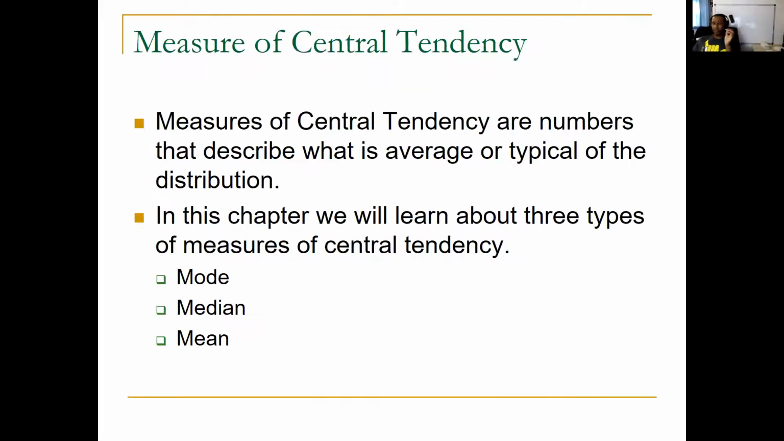Okay. So the plain textbook definition of a measure of central tendency is that they are either numbers or a number that describes what is average or what is typical of a distribution.